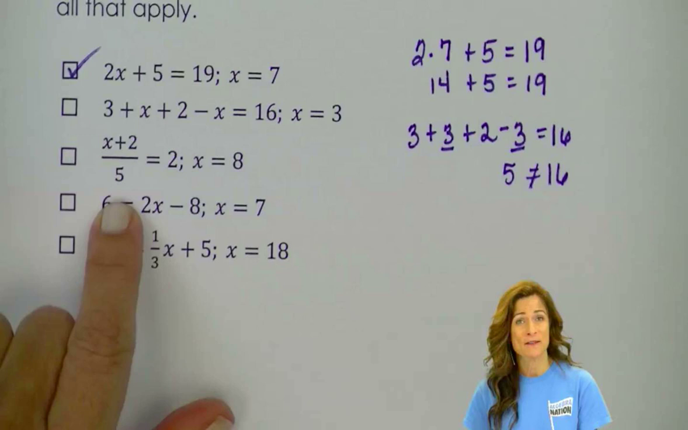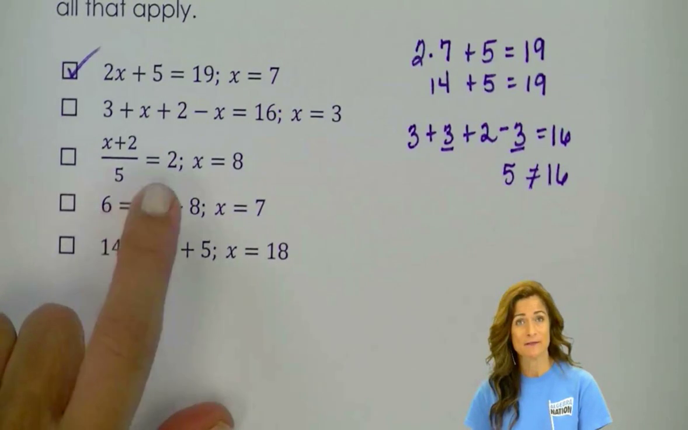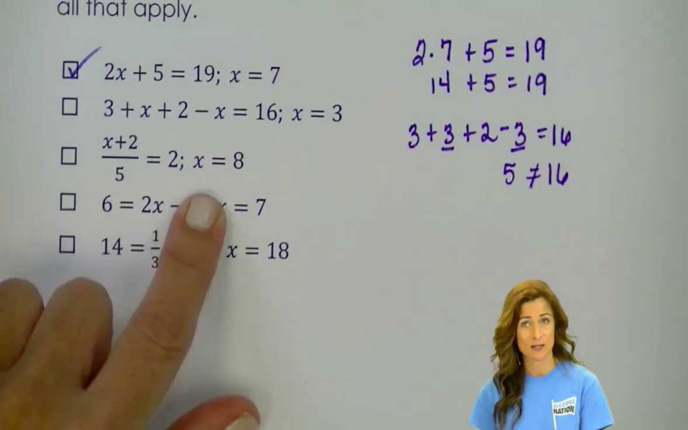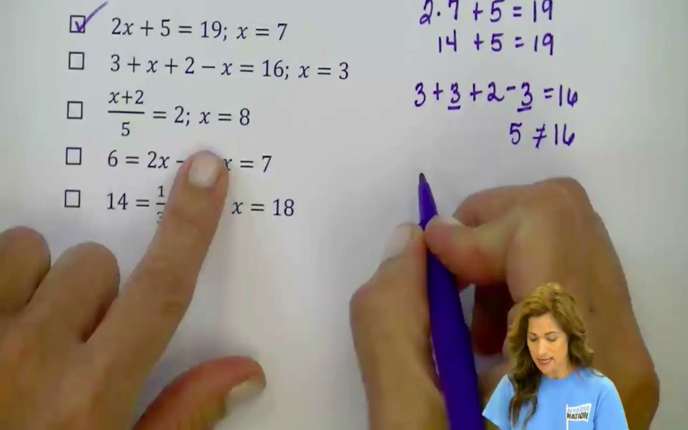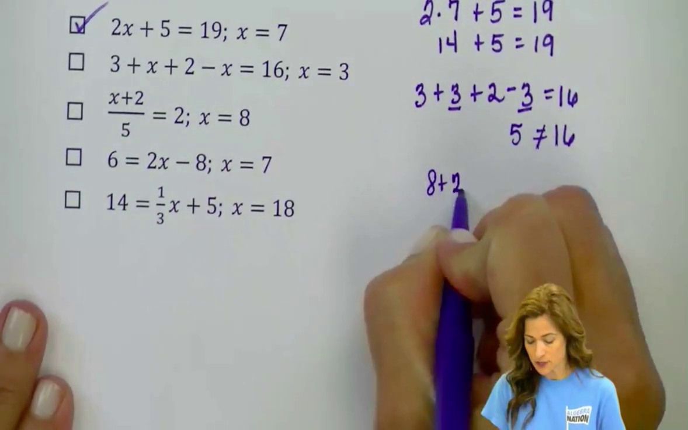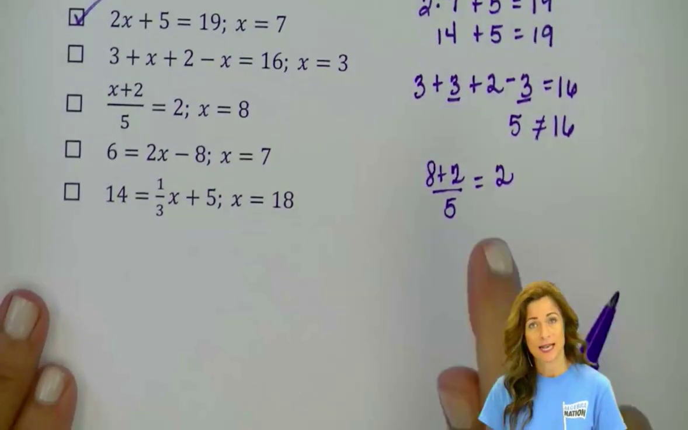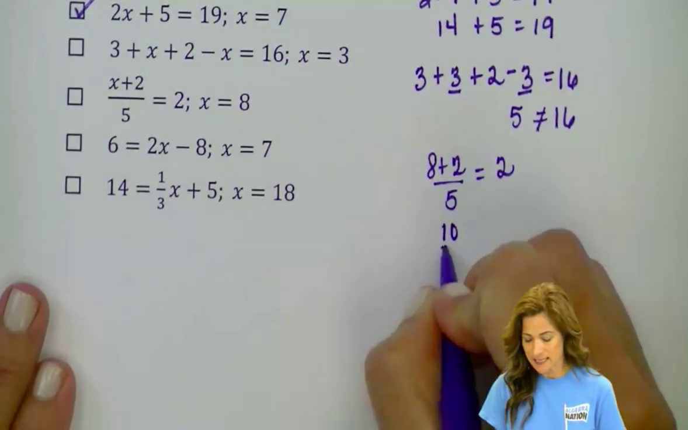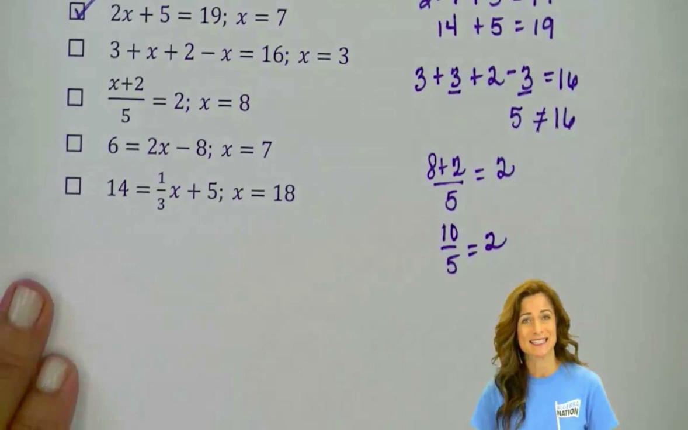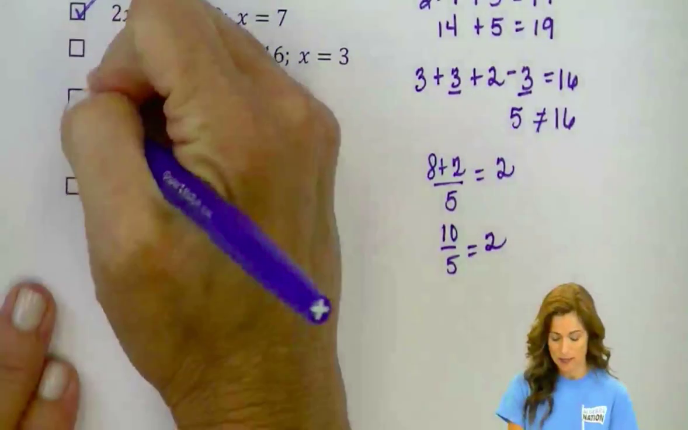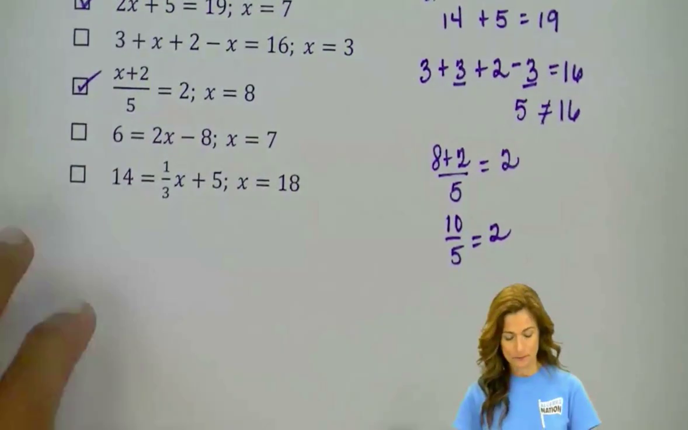The sum of x and 2 divided by 5 is equal to 2, for x equals 8. Let's substitute in again. 8 plus 2 divided by 5, we want to know if that equals 2. 8 plus 2 is 10, and 10 divided by 5 is indeed 2. So we are going to check that one.